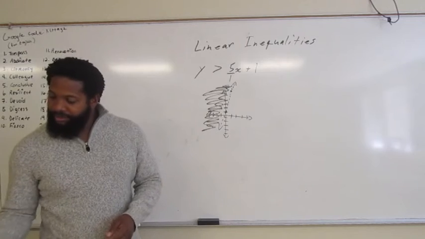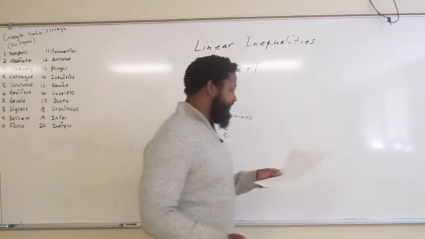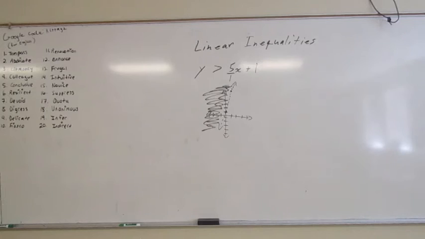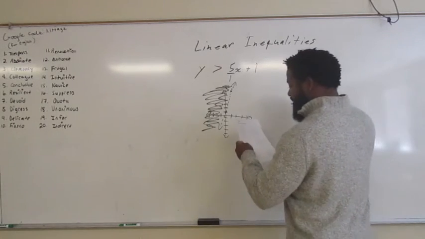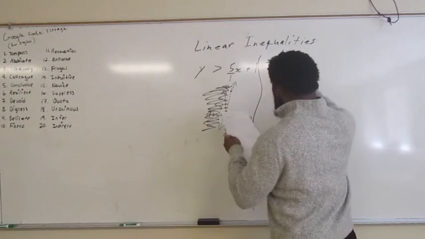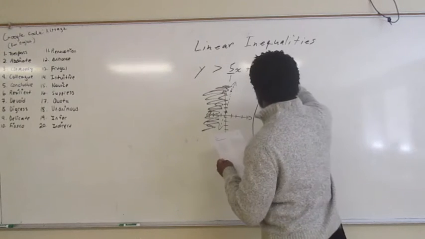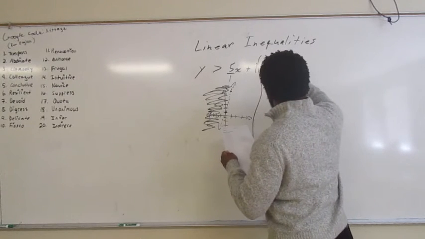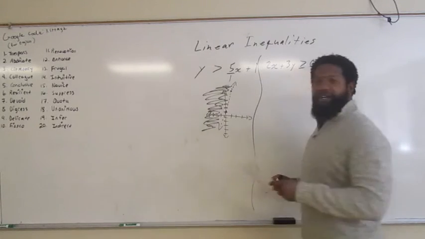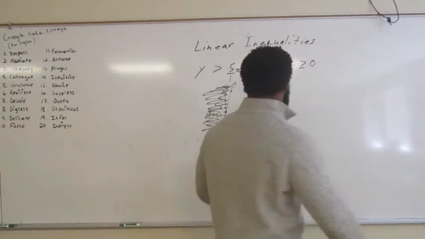Alright. Let me see. Look at number 5. Number 5, you have 2x plus 3y is greater than or equal to 0, right? 2x plus 3y is greater than or equal to 0. Okay?